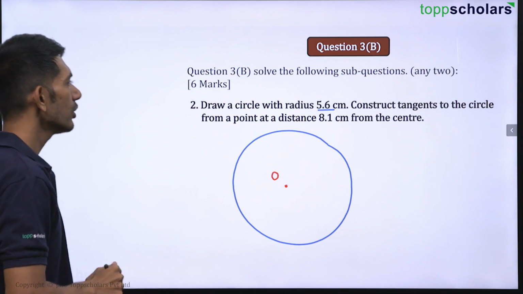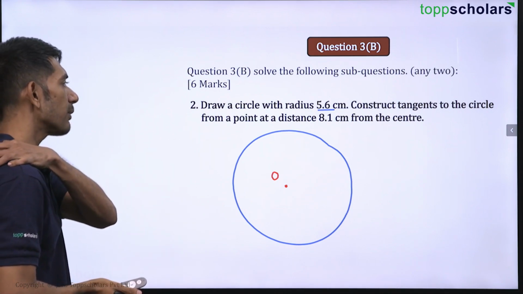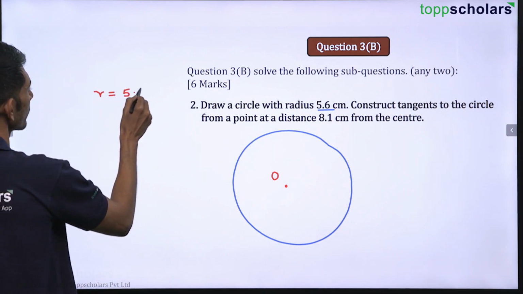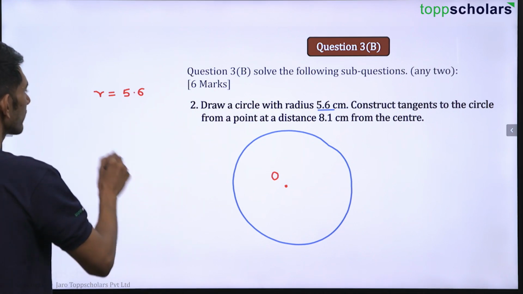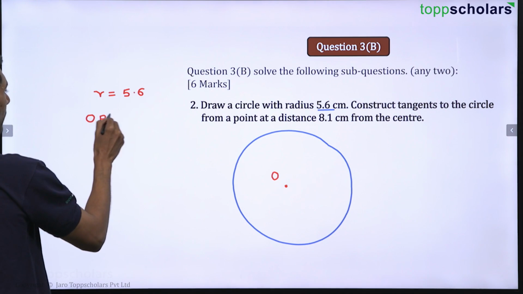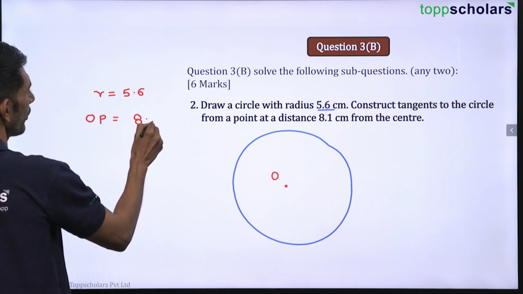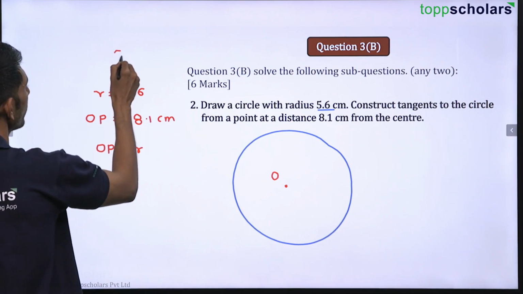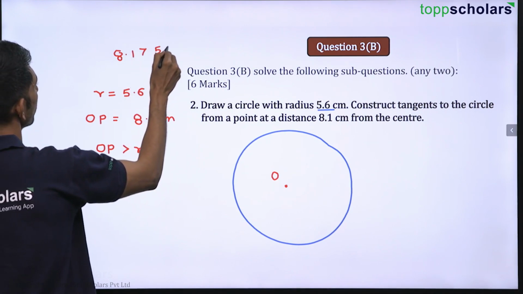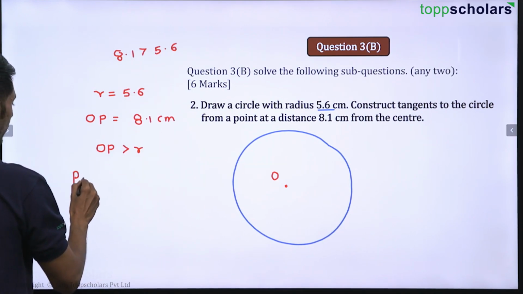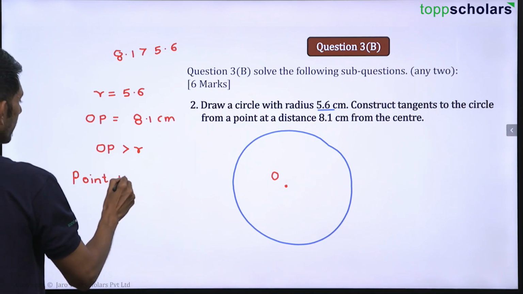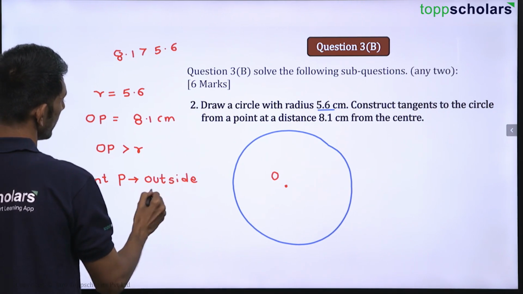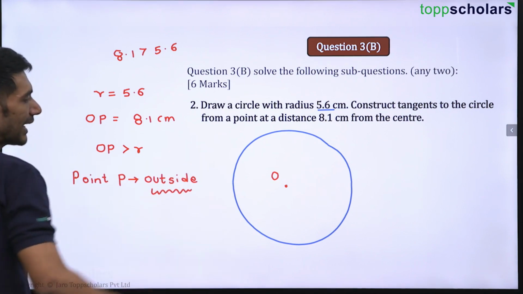Now what you need to do? You're supposed to construct tangents to the circle from a point at a distance of 8.1 centimeter from the center. See, what is the radius? The radius is 5.6. Distance from the center: suppose if I take a point P, then OP is 8.1 centimeter. So can I say OP is greater than radius because 8.1 is greater than 5.6? So can I say point P lies outside the circle?